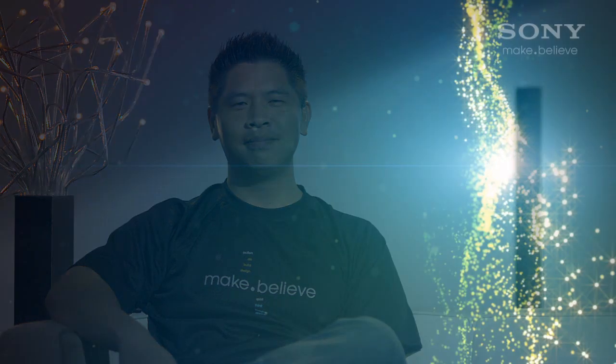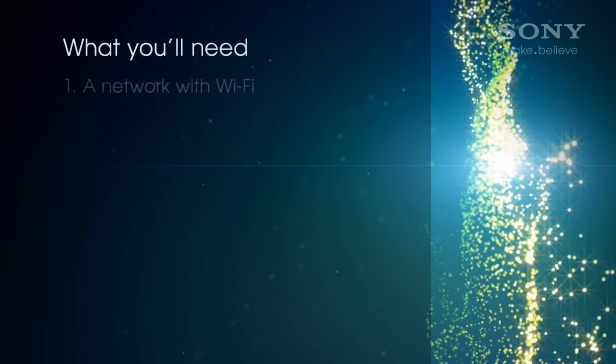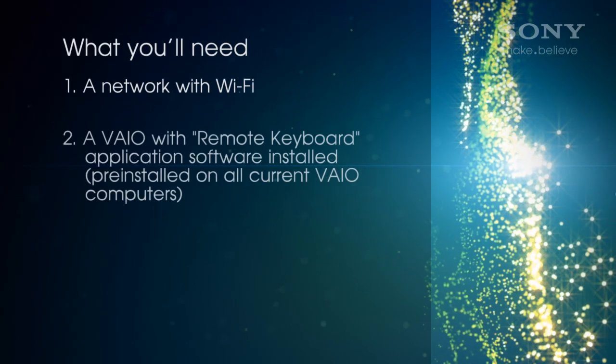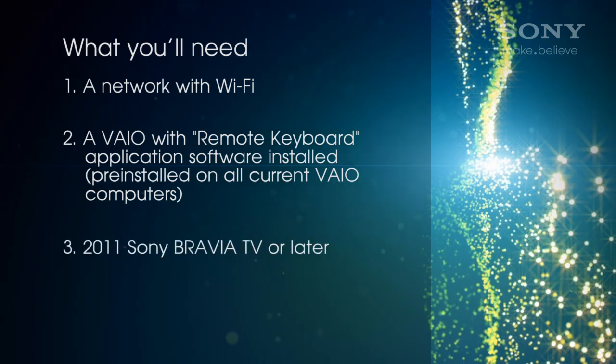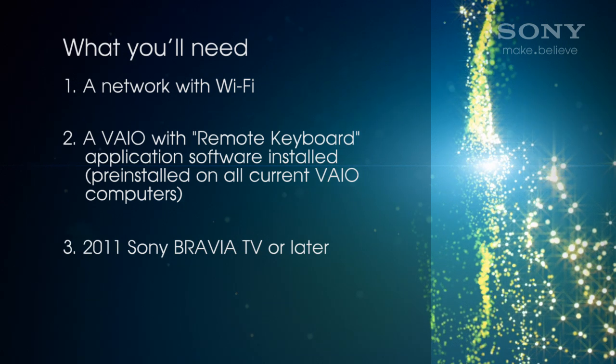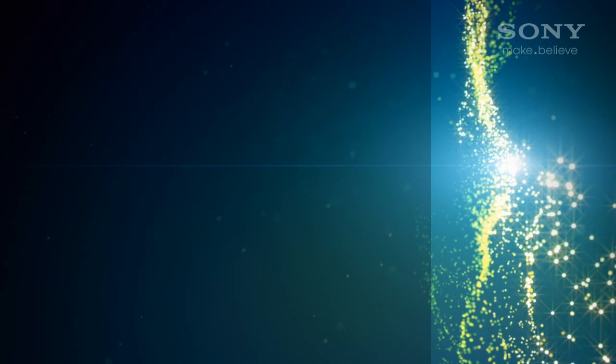In this clip, we'll look at how to use the keyboard on your VAIO to control your Sony TV. Here's what you'll need: a network with Wi-Fi, a VAIO with Remote Keyboard software installed, and a 2011 Sony Smart TV. We'll assume your TV and VAIO are connected to the network.